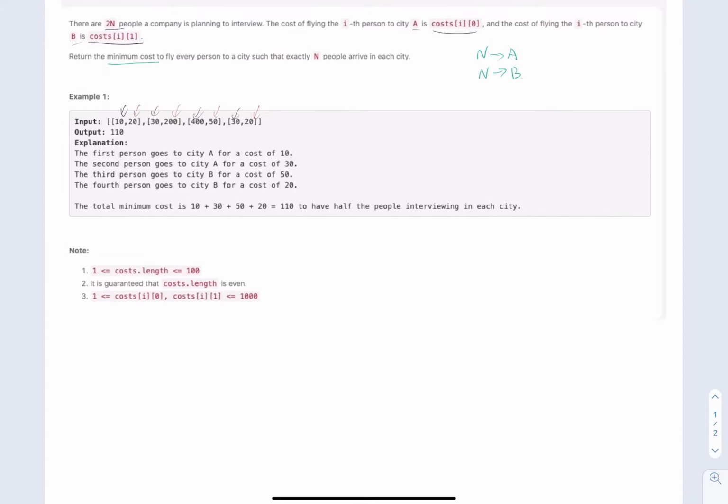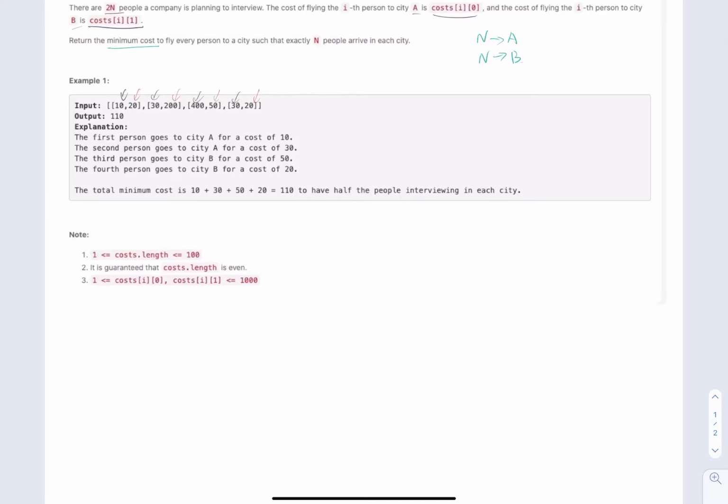We could sort the list, but sorting on A or B doesn't really help the problem because you never know. Say for example we sort the input list here: 10, 20, 30, 20, 30, 200, 450, and these are sorted based on A. But in this case we are not taking into account what the cost of going to B is, and this could create problems if we are only sorting with respect to one city.